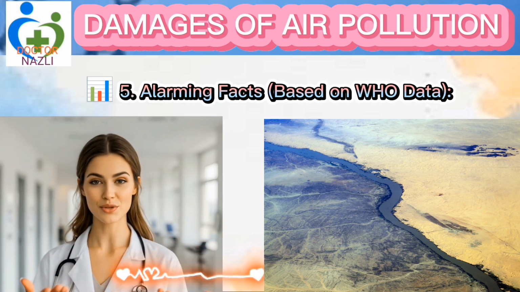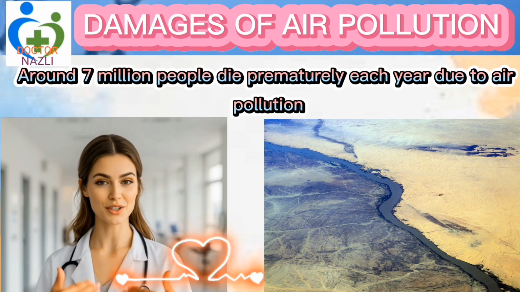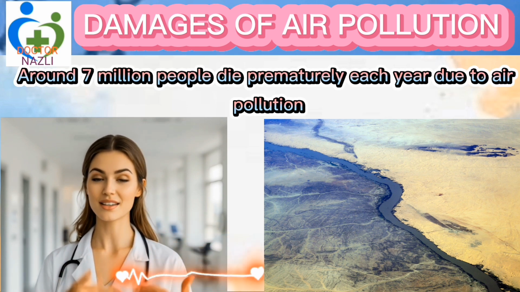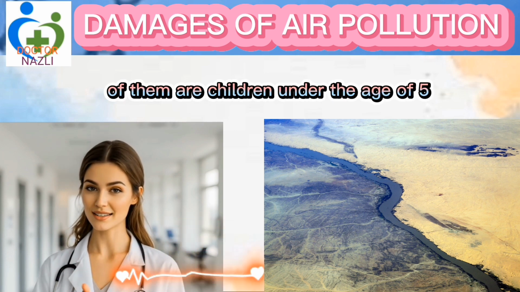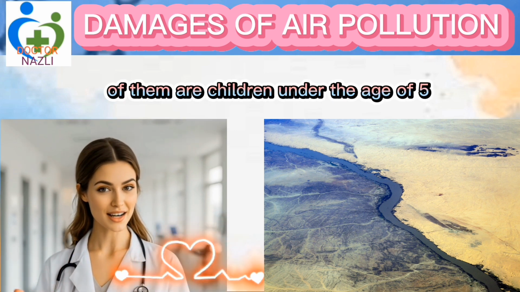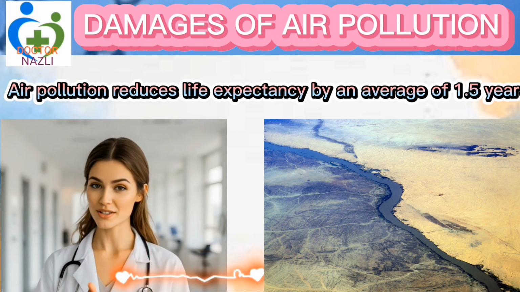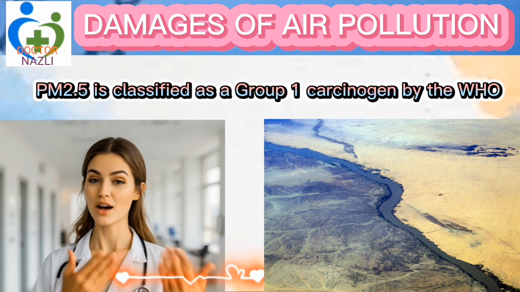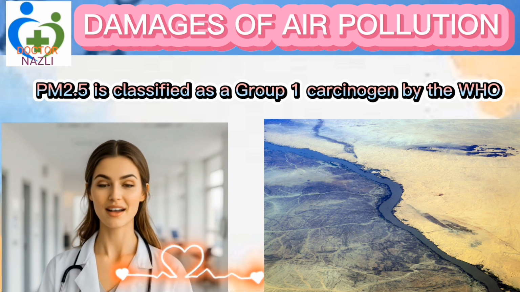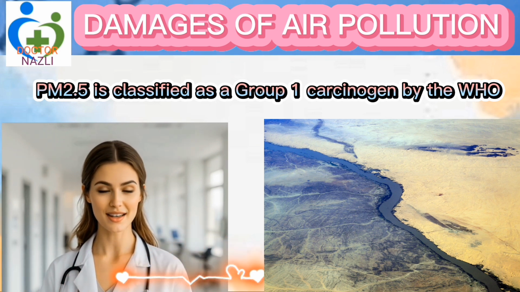5. Alarming facts based on WHO data. Around 7 million people die prematurely each year due to air pollution. Over 600,000 of them are children under the age of 5. Air pollution reduces life expectancy by an average of 1.5 years. PM2.5 is classified as a Group 1 carcinogen by the WHO.